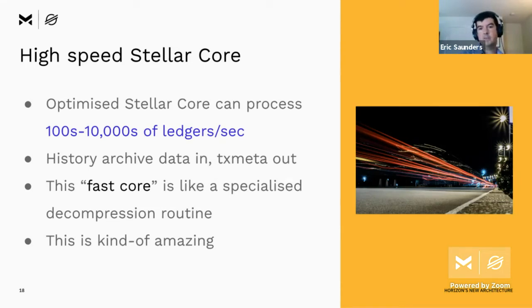Okay, so this Stellar Core that we've got, it doesn't do consensus. It doesn't do anything except slurp history data in and produce TX Meta out as fast as possible. And we're going to treat this Stellar Core like a specialized decompression routine. It's a way for Horizon to get TX Meta, and that is all it does. And this is kind of amazing. It's amazing that this is actually possible with the architecture, and it's amazing that we can get this kind of speed.